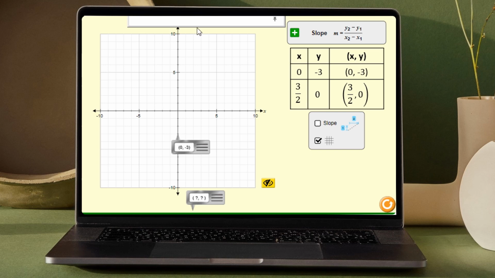Then locate another point and let us see if the x-intercept lies on the line. So we have here, as you can see, the point x equal to 3/2 and y is equal to 0. So this is the graph of the line.